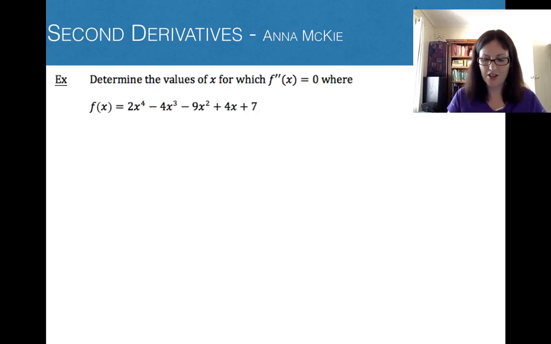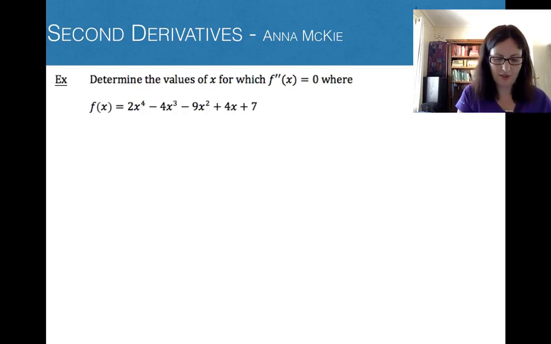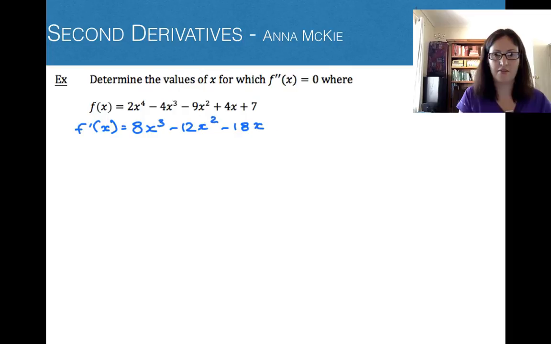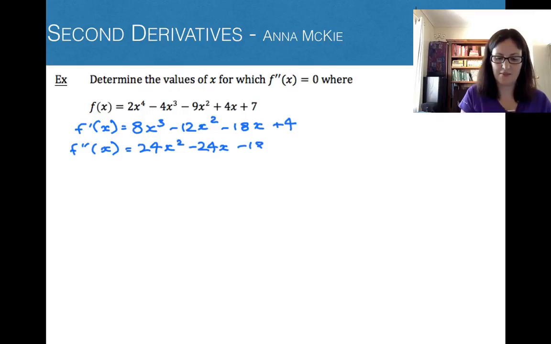Moving on. Two applied questions here. The first one, determine the values of x for when the second derivative is 0. Again, in future topics we'll talk about what the significance of the second derivative being 0 is, but for now we're just practicing the skills of finding that. So the first derivative, f dash of x, we're going to have 8x to the power of 3, take 12x squared, take 18x, add 4, and the second derivative, try it yourself, 24x squared, take 24x, take 18.